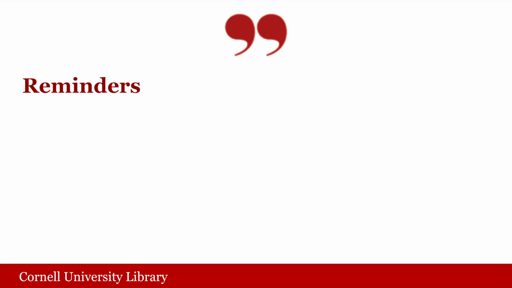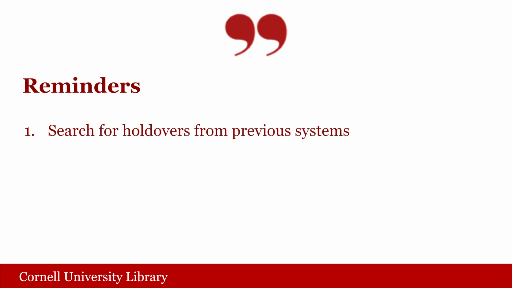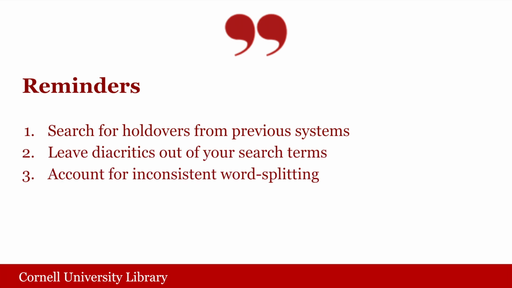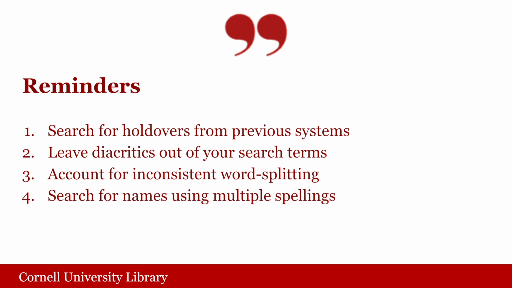Remember these strategies when searching for Romanized items in Southeast Asian languages. Search for holdovers from previous systems, like the Q before Khmer words that begin without a consonant. Leave diacritics out of your search terms, account for inconsistent word splitting, and search for names using multiple systems. For more tips and tricks, check out our video about general search strategies for Romanized texts.